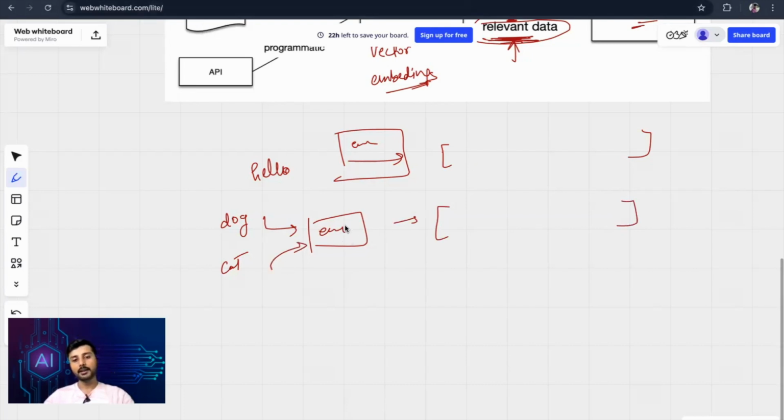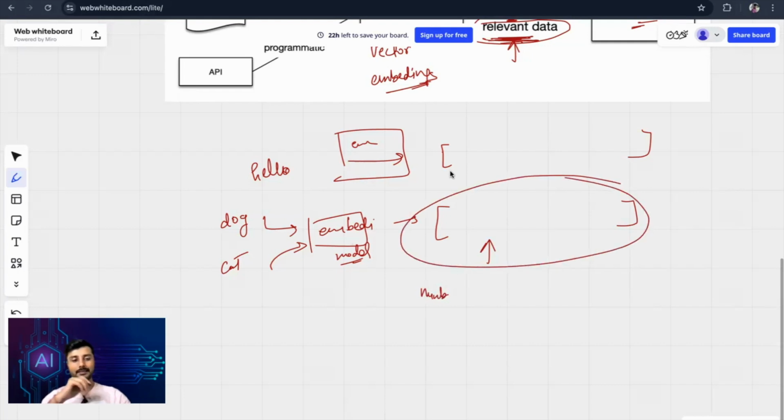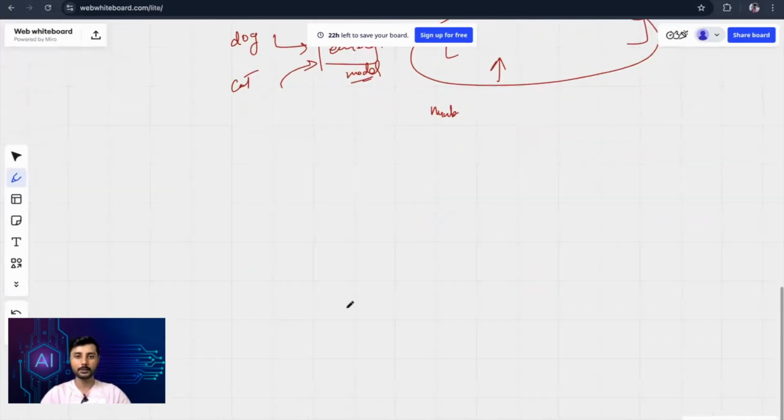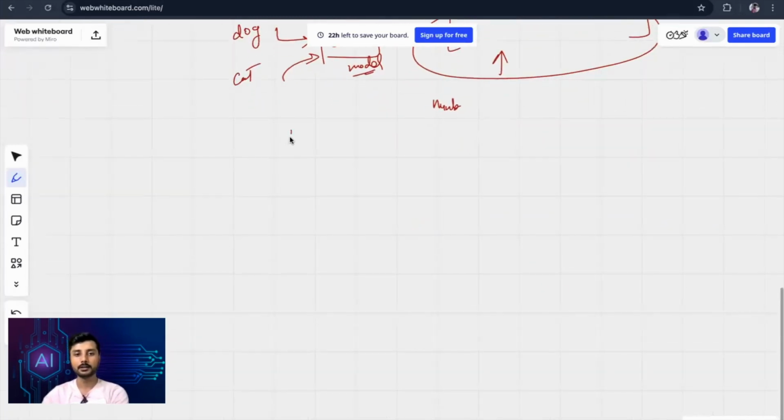Now why are we converting words into vectors? This embedding model is very powerful, first of all. And we convert our words to vectors because these vectors are not just simple numbers, they also have some meaning inside them. They store some meaning about the word inside themselves. How? Let's try to understand that with a very simple example. I'll show you a detailed 3D example also later.